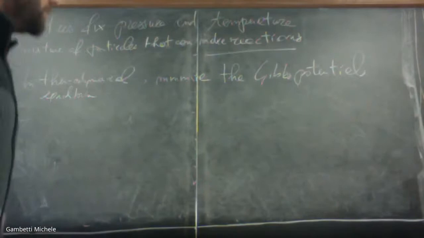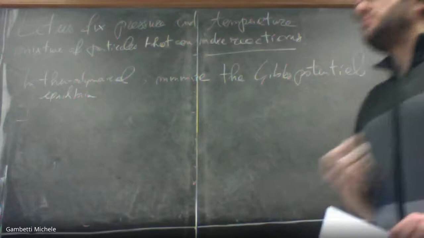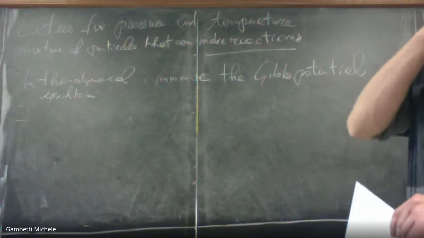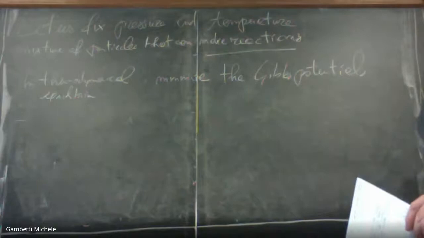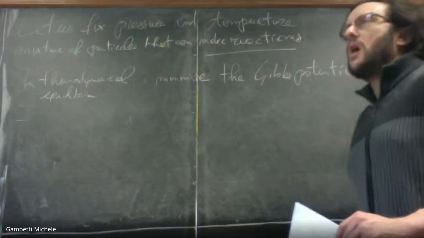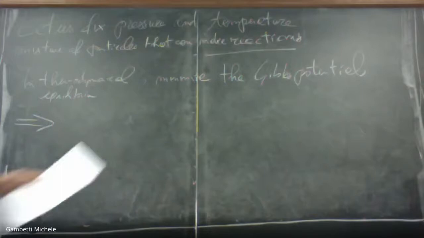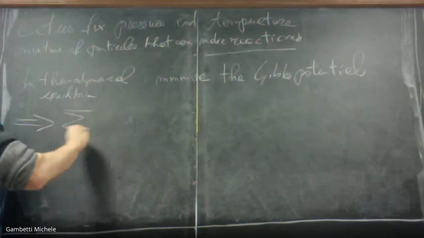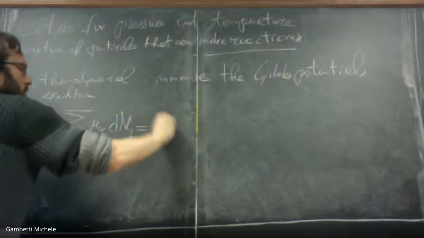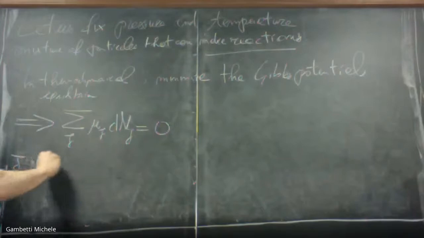In the case of a single species, the variation of the Gibbs potential was mu times dn, so times the variation of the number of particles. If I have several types of particles, the total Gibbs potential will just be the sum of these. And so this minimization, to write this equation, basically, I have to write the sum over j of mu j times dnj is equal to zero, where j runs over all the particle species.